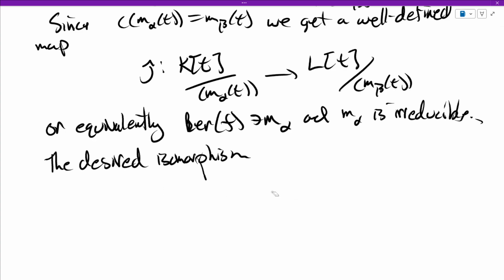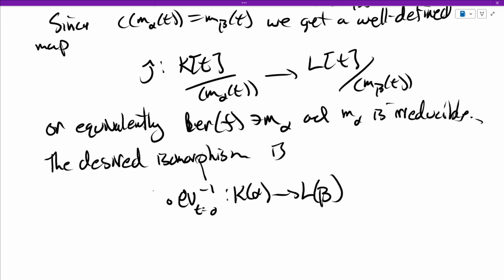Let me give myself even more space actually, because we've got a bunch of composites here. We're going to undo evaluating at alpha. We're going to apply the isomorphism J hat. And then we're going to evaluate at beta. I guess I didn't argue why J hat is an isomorphism. Let me just say it is a composite of isomorphisms. And then let me just give you a brief argument for why.